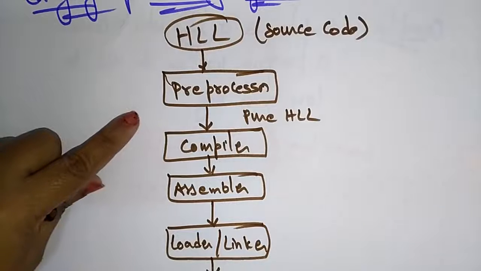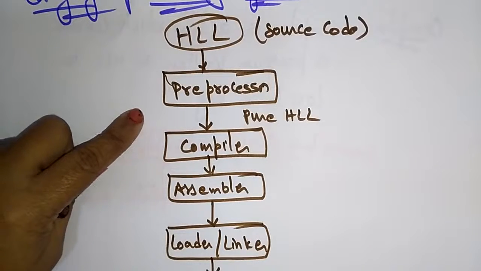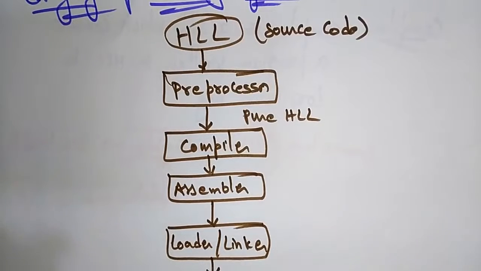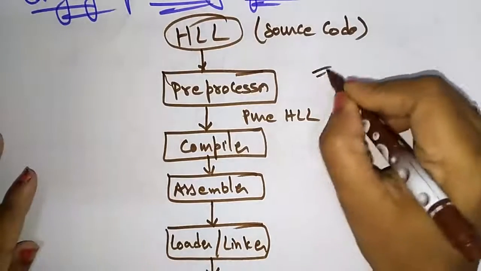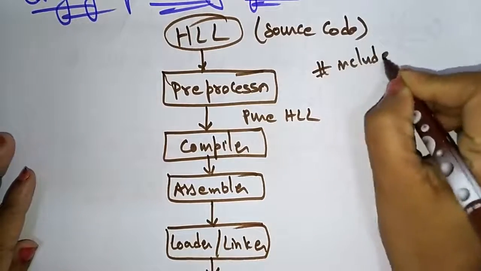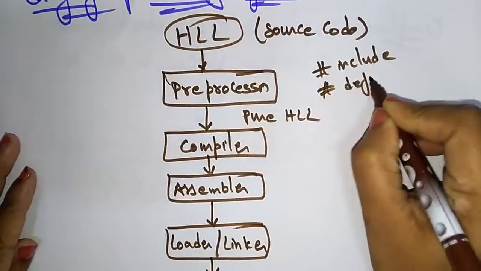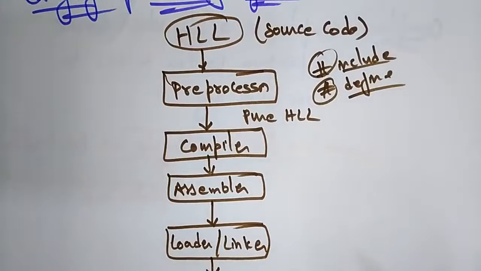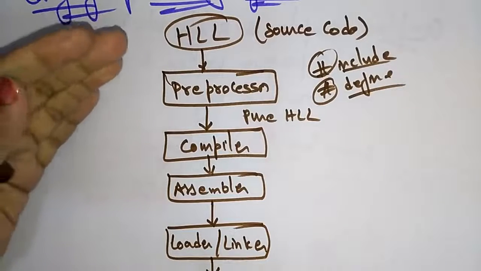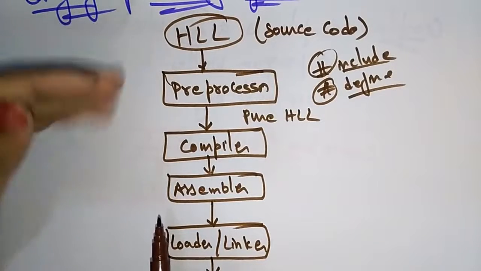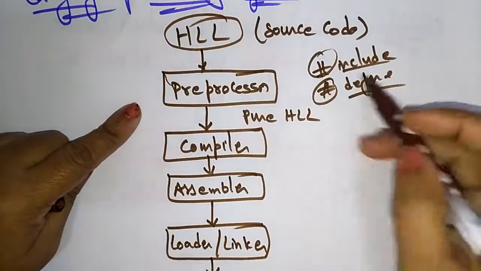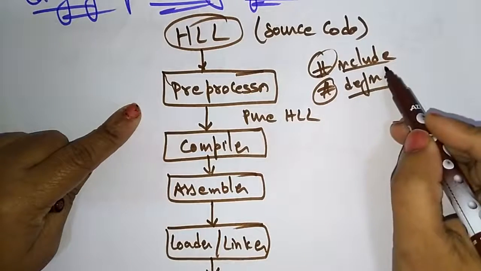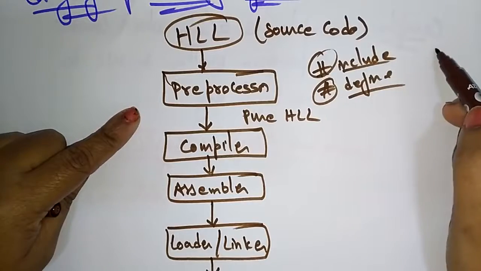So here, what is a preprocessor? A preprocessor removes all the include files. Let me explain: hash include. When you write a C program, you have hash include and hash define. These are the preprocessor directives. Before writing the program, you include files and define macros using the preprocessor language. Whatever source code you are using, the preprocessor removes all the hash directives, that is, the include directives, by performing file inclusion.